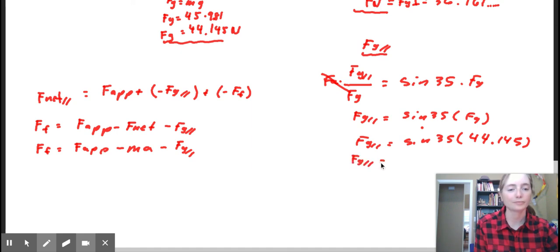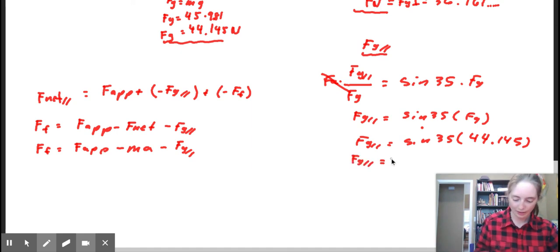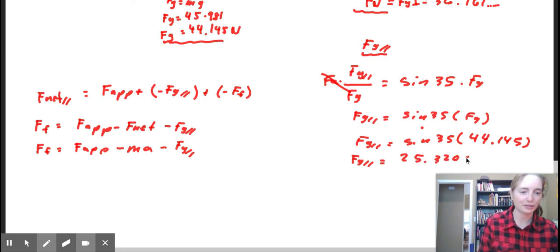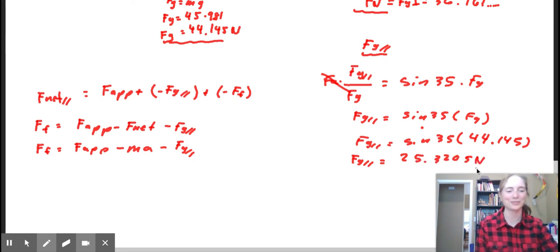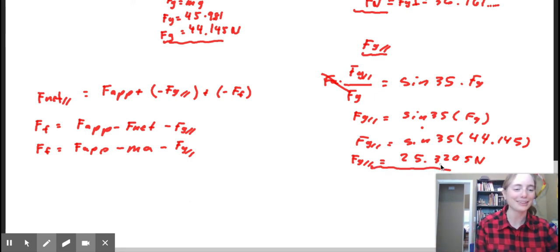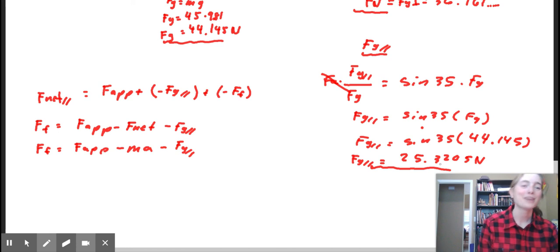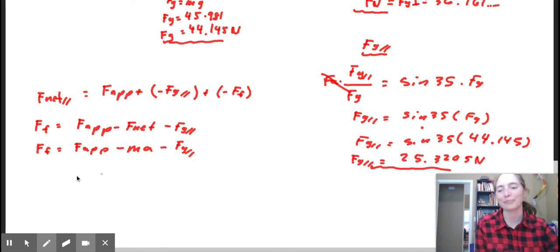Lost my spot, ladies and gentlemen. Lost my spot. There we go. 25.3205 newtons. Okay, so now we've got all the bits we need in order to find our force of friction, which will then allow us to find mu.